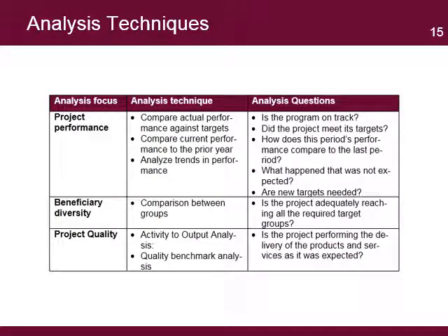Here are some of the common types of analysis techniques the project manager can use to identify variances in the project performance. Most of the analysis techniques include a comparison between the actual progress and the planned targets.